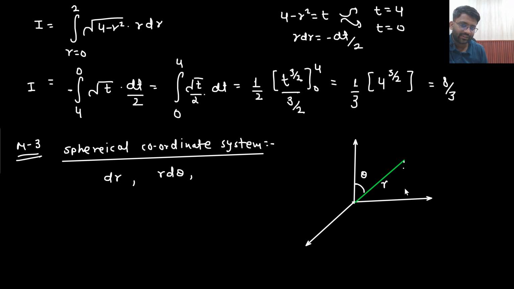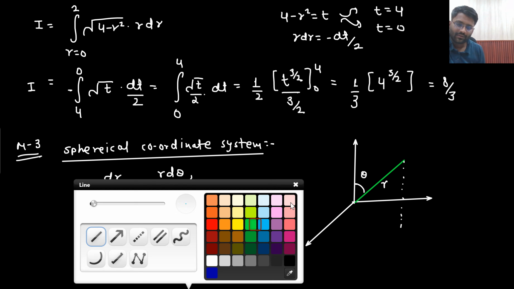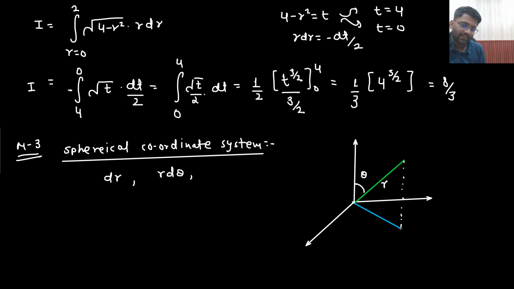So if you take the projection, what do you get? r sin theta, making an angle of phi with the x axis. What was theta? Making an angle downward with the positive z axis. This is x, this is y. So when you move in the direction of phi, how much do you move? r sin theta d phi.